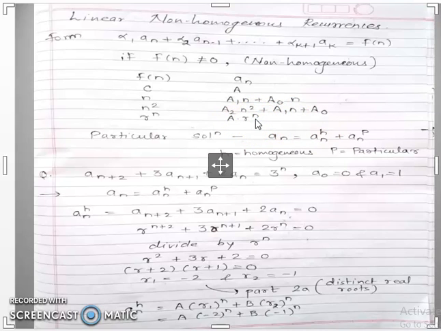To solve the non-homogeneous type of recurrence equation, the main formula is a_n = a_n^(h) + a_n^(p). Here h means the homogeneous part and p means the particular solution part. To find the solution of a non-homogeneous recurrence equation, firstly we have to find the homogeneous solution of the given recurrence equation, then the particular solution of the given non-homogeneous recurrence equation, and lastly we add these two terms to find the solution of the given non-homogeneous recurrence equation.